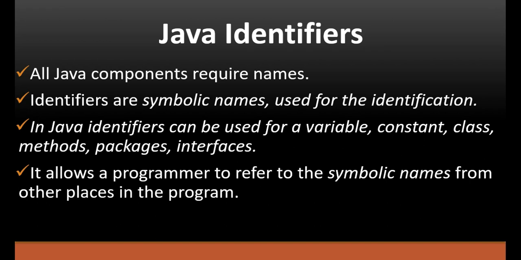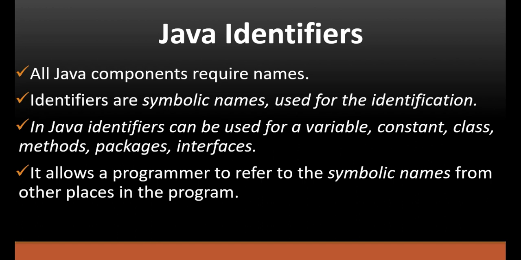Whenever you are writing any program in any of the programming language, somewhere you want to give name to your components. For example, if you are creating variables, you want to give name to that variable. What is the purpose of giving name? For identification purpose. So what is Java identifier? They are nothing but a symbolic name given for identifying a particular component.